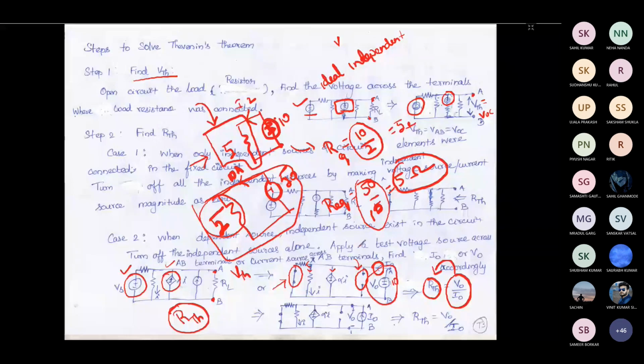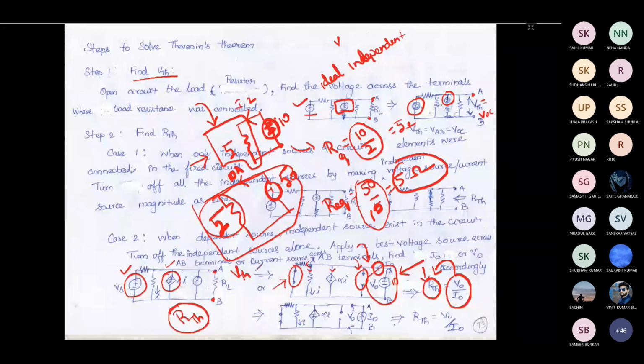We do not know the actual equivalent resistance of the circuit because we have a dependent source. In order to find the equivalent resistance with a dependent source, we apply a test voltage source, then find the current coming out of the voltage source. Then you find the ratio RTH is equal to V naught divided by I naught. This will give the R equivalent. This is for the second case.